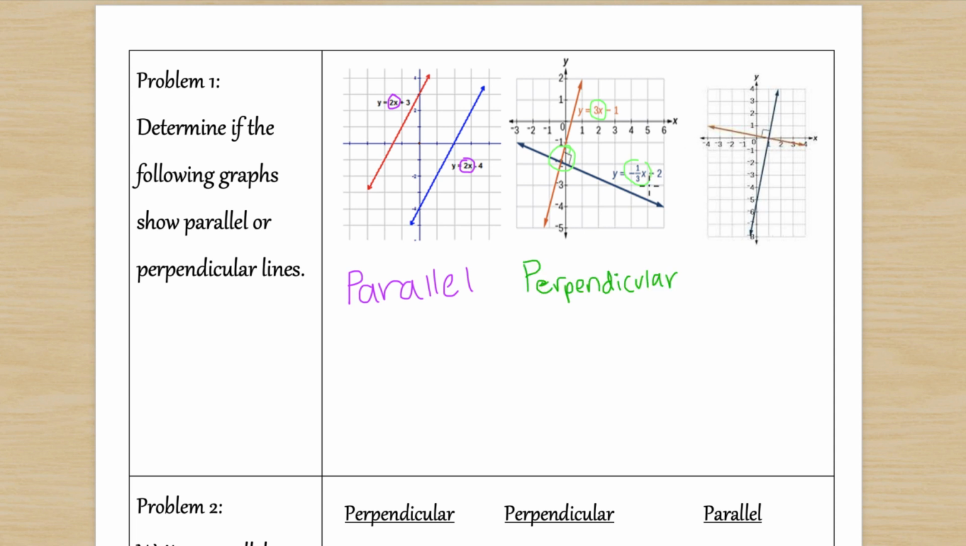For our last one, it does not give us an equation, but if you look real closely right here, it gives us the 90-degree symbol between the points of intersection of the lines. So we can conclude that this graph is also perpendicular. Now that we've finished problem number 1, let's move on to problem number 2.